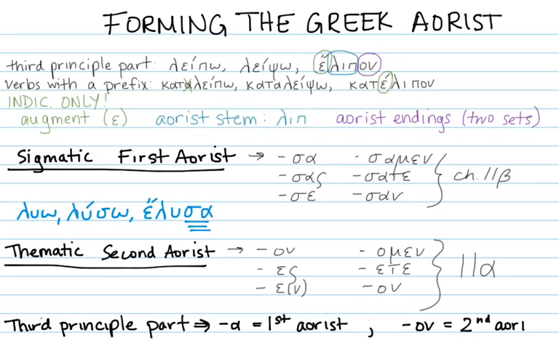But if the third principal part ends in omicron nu, like leipo, leipso, elipon, those are the endings that we're going to learn today. Every verb follows one of these two patterns. You can't put first aorist endings onto leipo, nor can you put second aorist endings onto luo. You just look at the principal part and see which pattern the verb follows.